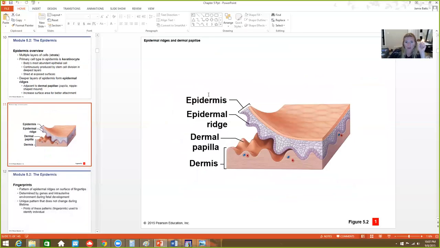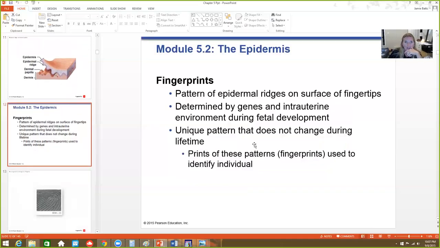So there you see what we're talking about, that layer of the epidermis, that deep layer of the epidermis forms the epidermal ridges, and then that superficial papillary layer of the dermis has the dermal papillae. They kind of fit together like little egg crates that you would sleep on. So those fingerprints are basically just a pattern from those epidermal ridges.